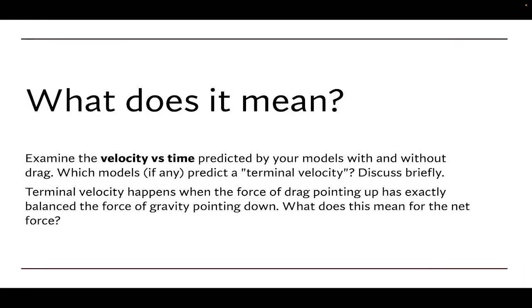Terminal velocity happens when the force of drag pointing up has exactly balanced the force of gravity pointing down. What does this mean for the net force? This means that the net force is zero. If you have a force in one direction and a force in the opposite direction and their magnitudes are exactly the same, that means that the net force is now zero, which makes sense for the concept of terminal velocity, because if there is no net force, then the velocity should stay constant because there's no acceleration affecting it.